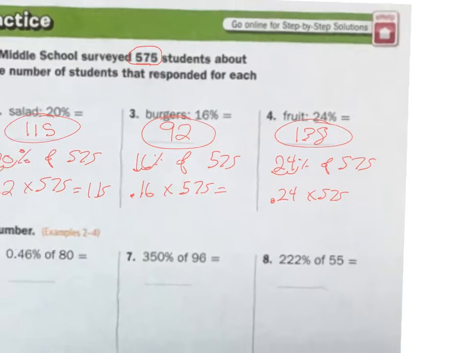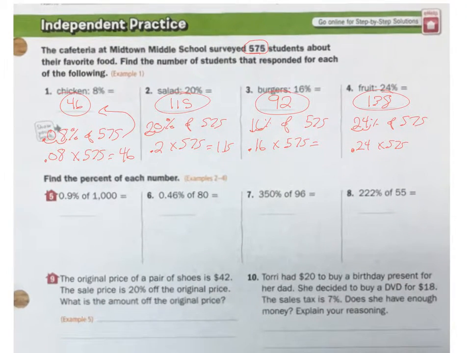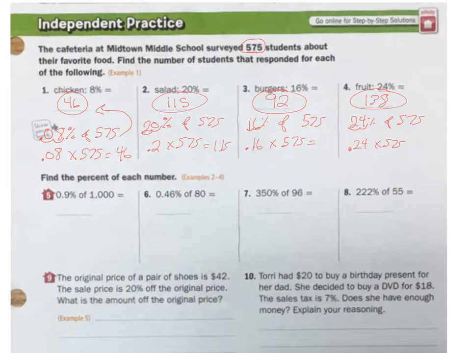Okay? Now, I'm going to step back for a second, and I'm going to look at this. See if this makes sense, because I always want to think with math. Do the answers I have make sense? We have 575 students. We got 8%, 20%, 16%, 24%. The greatest percent is this 24. So I should have the most students liking fruit. 138 is the most. Okay? Now this 8% is the least amount. 46. 46 is smaller than all of these.